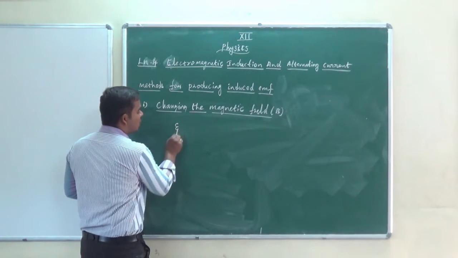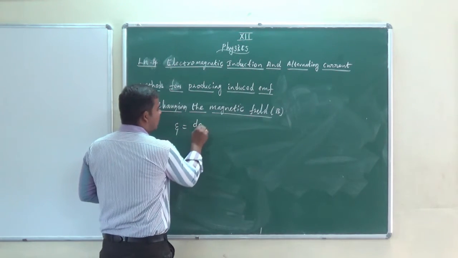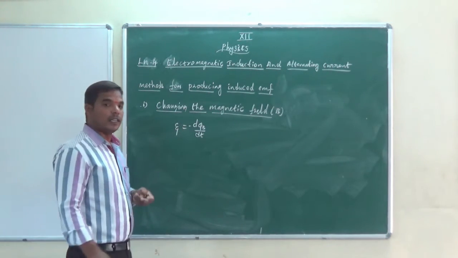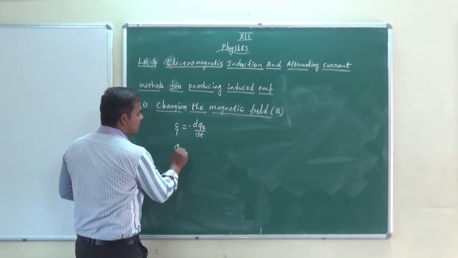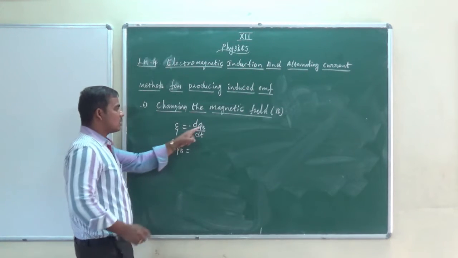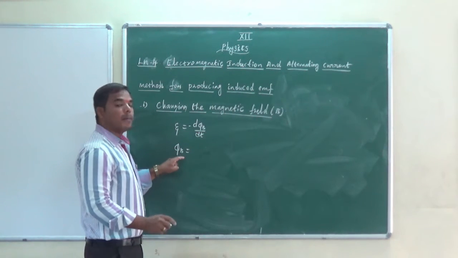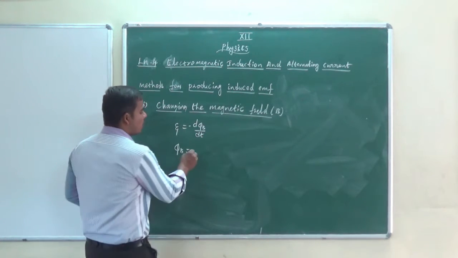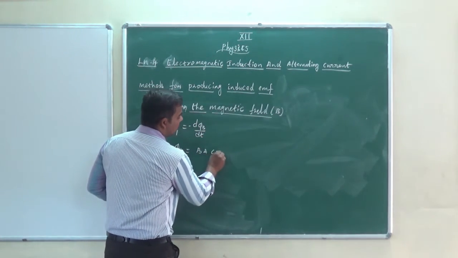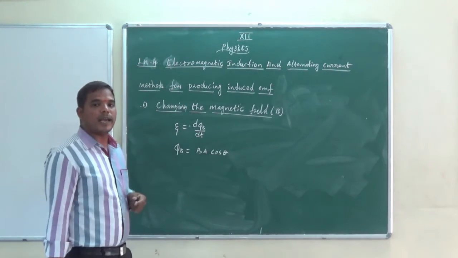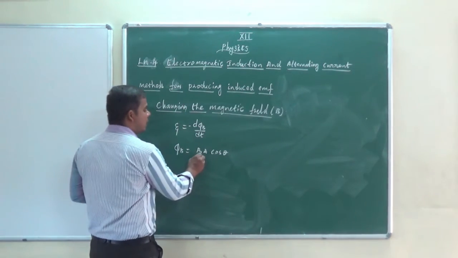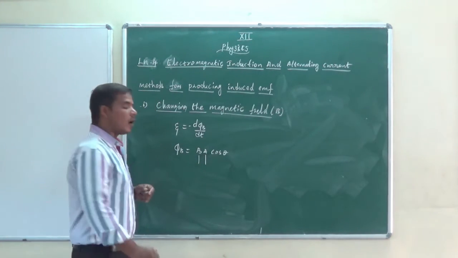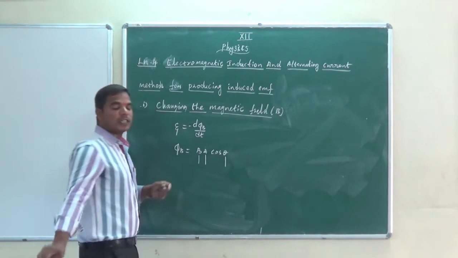See, induced EMF equals what? Induced EMF equals minus d phi B by dt. Here in this equation, what is phi B? It is nothing but magnetic flux. Magnetic flux we have already discussed, isn't it? So phi B equals B A cos theta. Here B means magnetic field, A indicates the area of the coil, and theta indicates the orientation. Just now we have discussed.